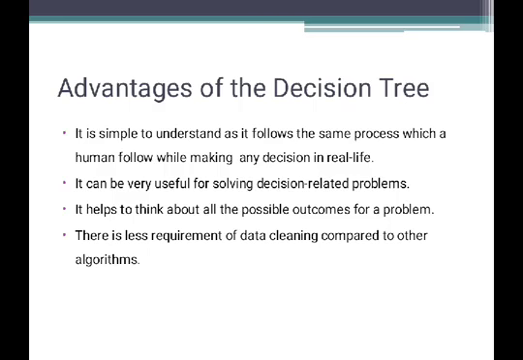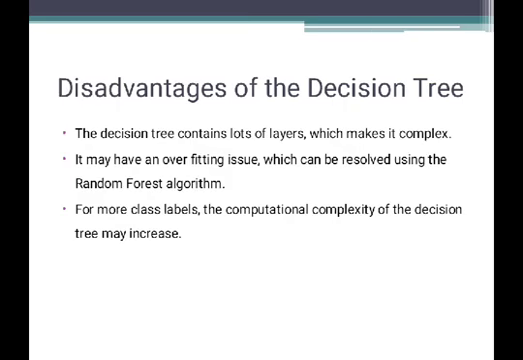Advantages of the decision tree. It is simple to understand as it follows the same process which a human follows while making a decision in real life. It can be very useful for solving decision-related problems. It helps to think about all the possible outcomes for a problem. There is less requirement of data cleaning compared to other algorithms.